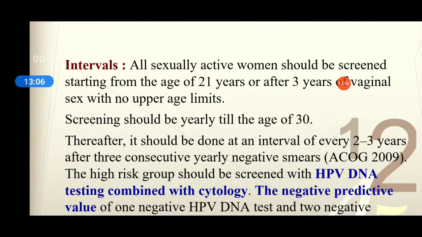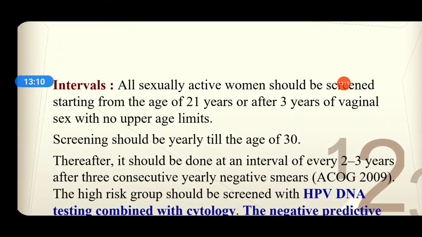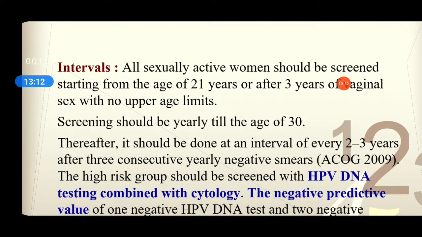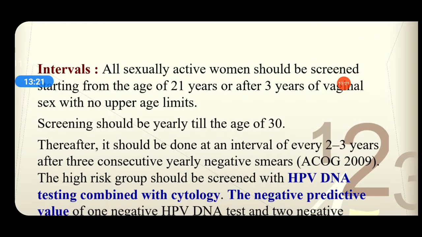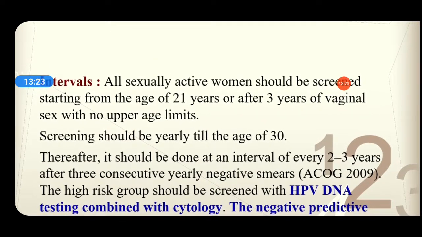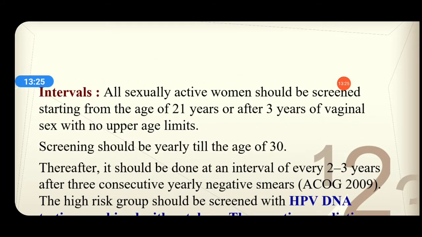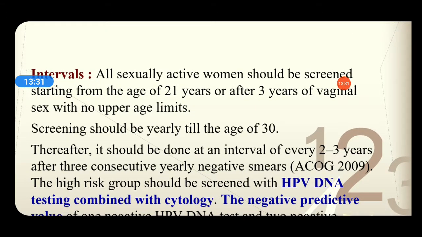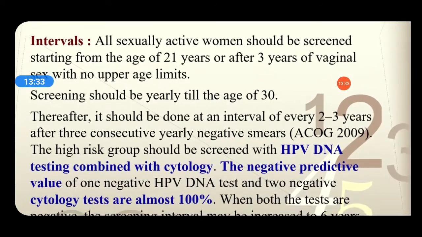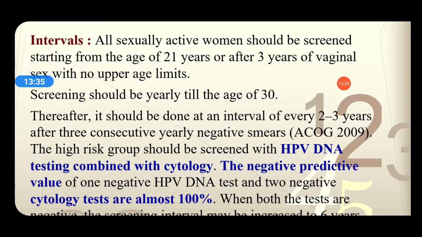Next is the intervals: when we should go for the Pap smear, and in which patients it is suggested. All sexually active women should be screened, starting from the age of 21 years or after 3 years of vaginal sex, with no upper age limit. So you can go for the Pap smear in all sexually active women. Screening should be yearly till the age of 30.